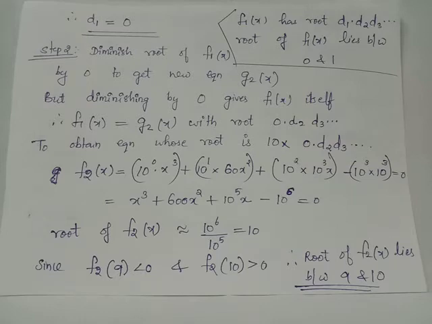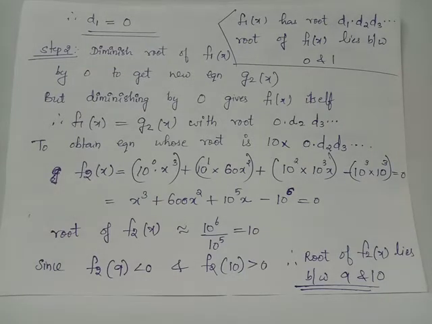Now we have to bring d2 to the integral part. In this situation, even if we try to diminish the root 0.d2 d3, etc. of f1 of x by 0, no significant changes shall occur since the integral part of the root of f1 of x is 0 itself. Hence, the new transformed equation g2 of x will coincide with f1 of x and g2 of x will also have the root 0.d2 d3, etc. Now, in order to obtain an equation whose root will be 10 times 0.d2 d3, etc., we are interested in such an equation because we wish to bring d2 to the integral part.